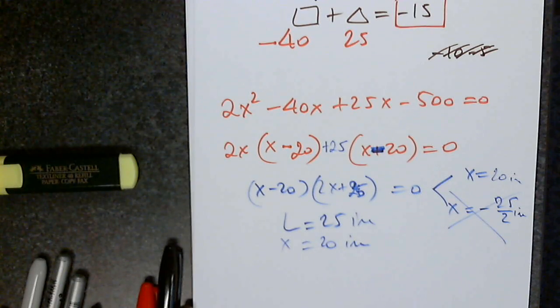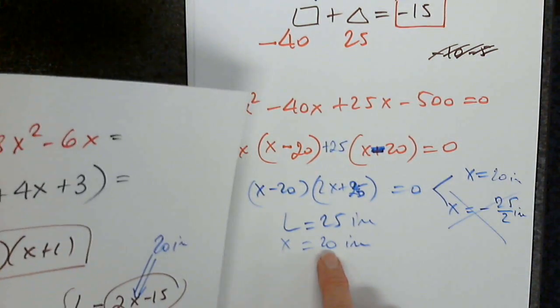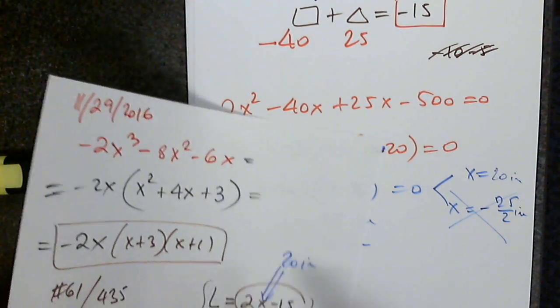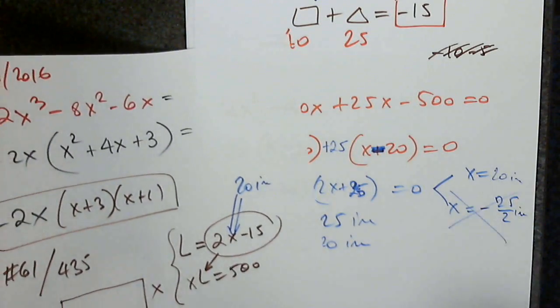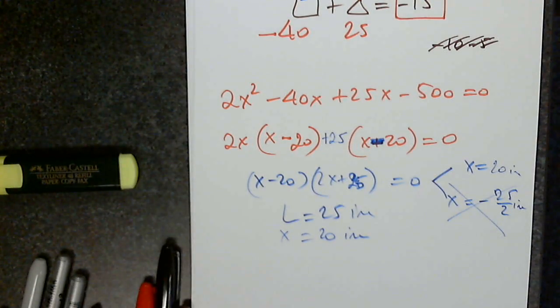We have to go back and check in both equations, as we always do. 20 times 25, is that 500? Yes. And this is what we just determined. So is 25 equal to 40 minus 15? Yes. So now I know that the length of the flag is 25 inches and the width of the flag is 20.